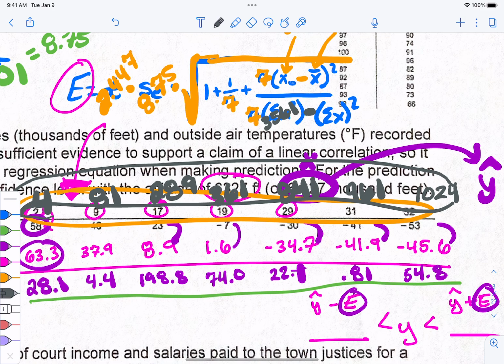So you add all these x's, so 2 and 9 and 17 and 19 and 29 and 31 and 32 added together, that number squared. Somebody want to do that for me?